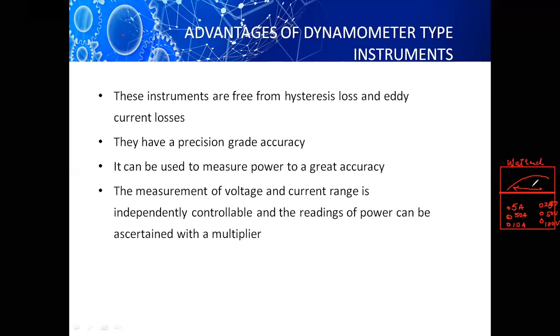And once we take the reading of the pointer, say we get some value x, the actual measured power would be the scale indicated value into the multiplication factor. That multiplication factor we have to calculate by selecting which range of current and voltage we use. Hence, we have to simply multiply by the multiplication factor. So this facility is a very good advantage. We can use the same meter for different ranges of power, voltage, and also current.